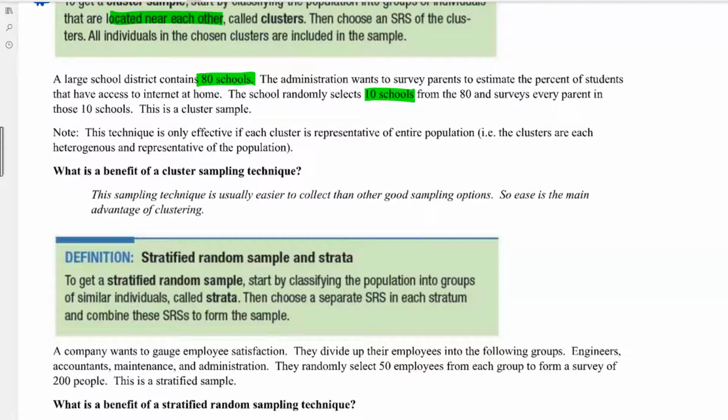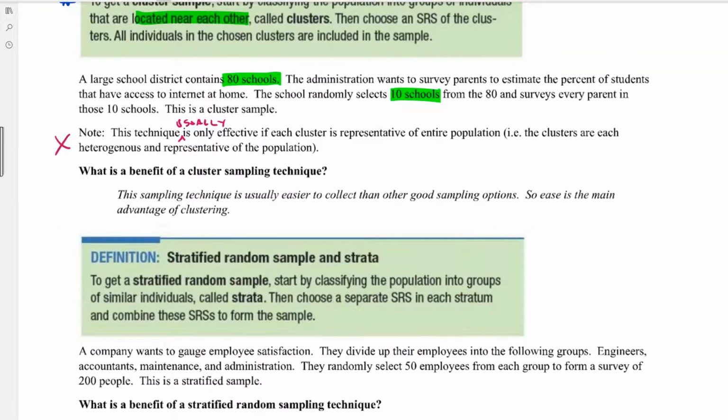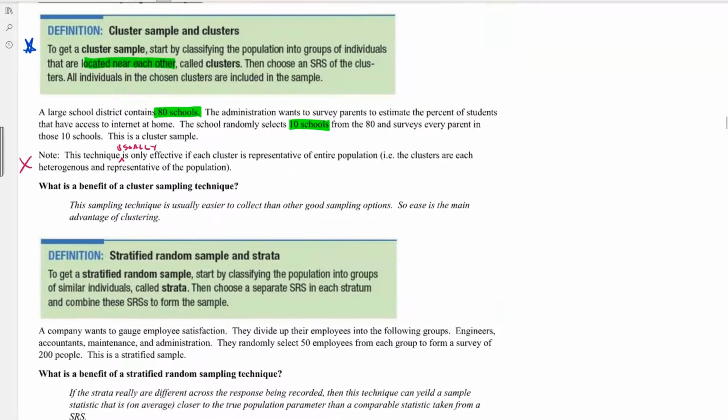Note, this technique is usually only effective if each cluster is representative of the entire population. The clusters are each heterogeneous representatives. Yeah, this isn't exactly right. I'm going to put a little X by this. The thing is, for example, let's just talk about it.